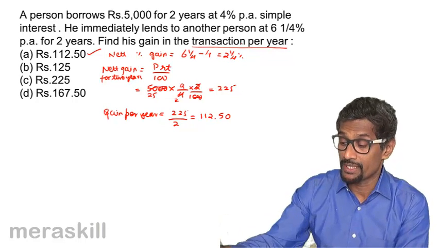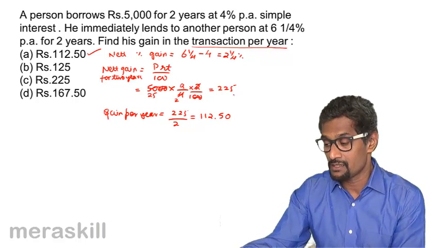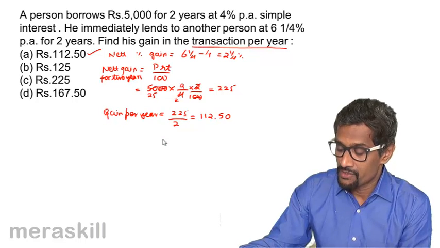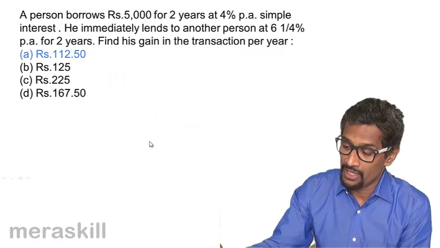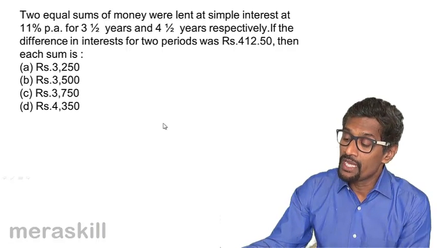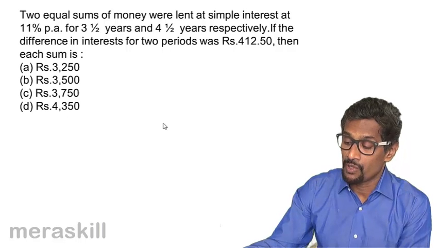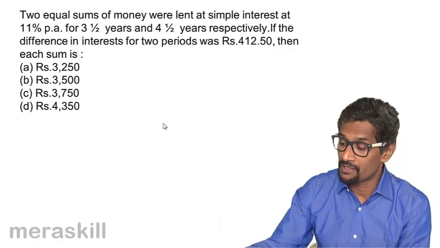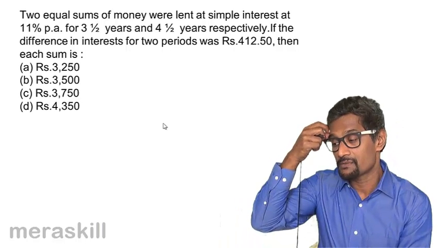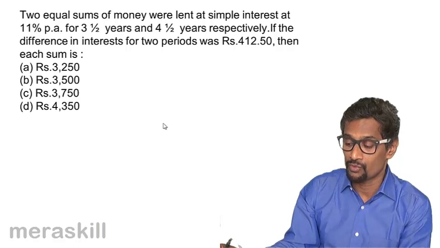So read this question. If the question is just find his net gain, it's just 225, but it's told find the gain per year. So it's 112.5, right? Furthermore, we have two equal sums of money lent at simple interest at 11% per annum for 3.5 years and 4.5 years respectively. If the difference in interest for two periods was 412.50, then each sum would be 3,000.